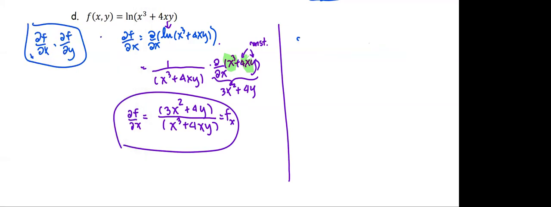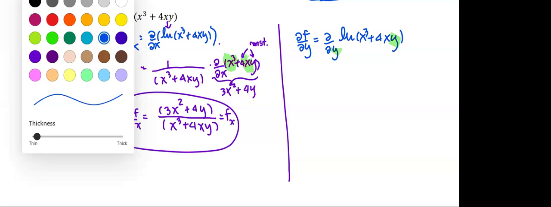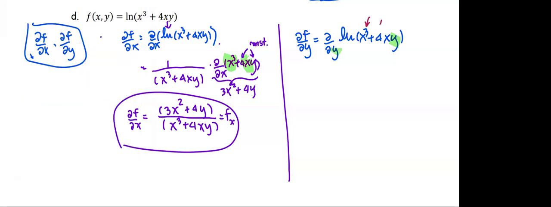Next, we are going to find the partial derivative with respect to y of the given function natural log of x to the third plus 4xy. When you find the partial derivative with respect to y, y will be treated as the variable and the rest will be constants. So the x to the third, 4, and x will be treated as constant terms.